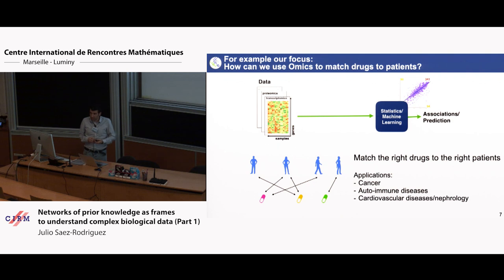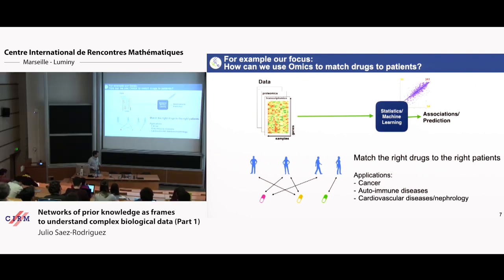For example, the research that we do, which is related to human disease, tries to use this type of omics data to understand disease and to find which drug we should give to each patient. This is what is called personalized medicine: how we assign a drug to a patient based on molecular data. We work in oncology a lot, but also in other types of diseases like cardiovascular or autoimmune diseases.